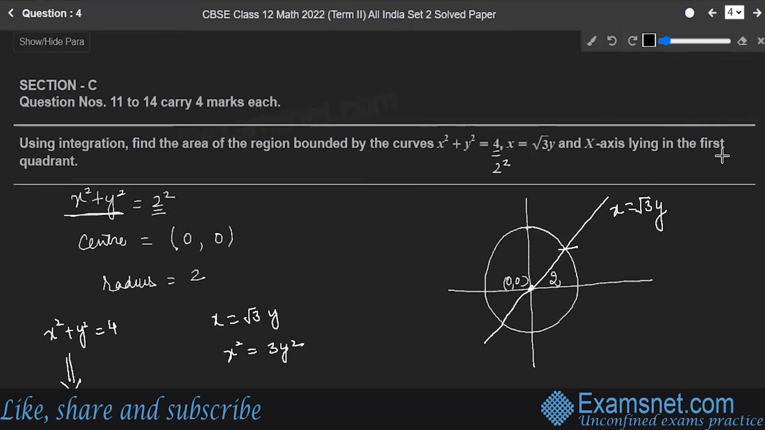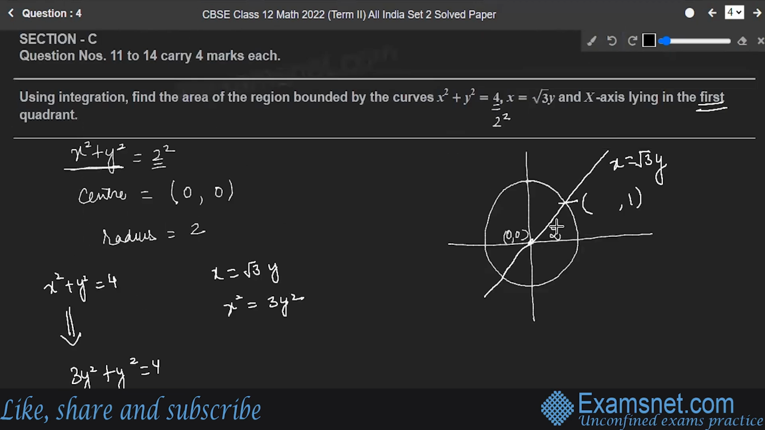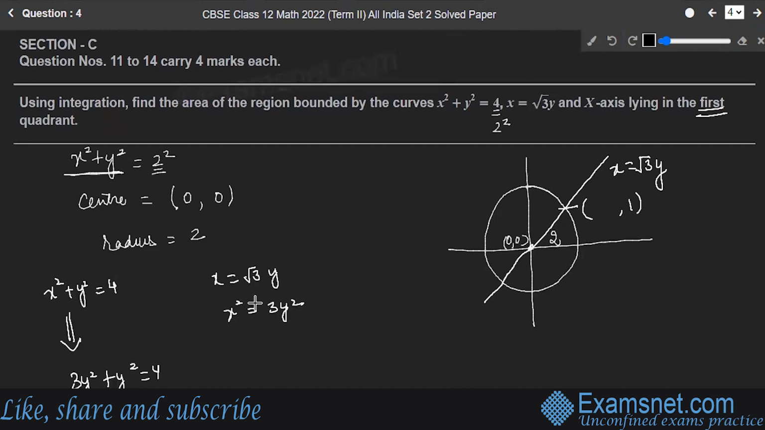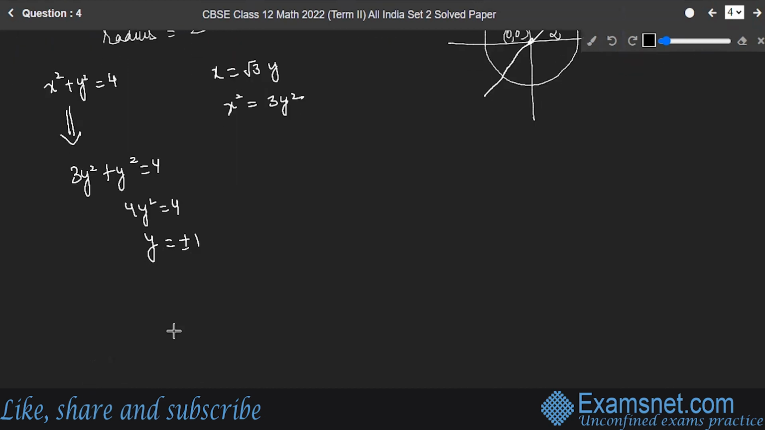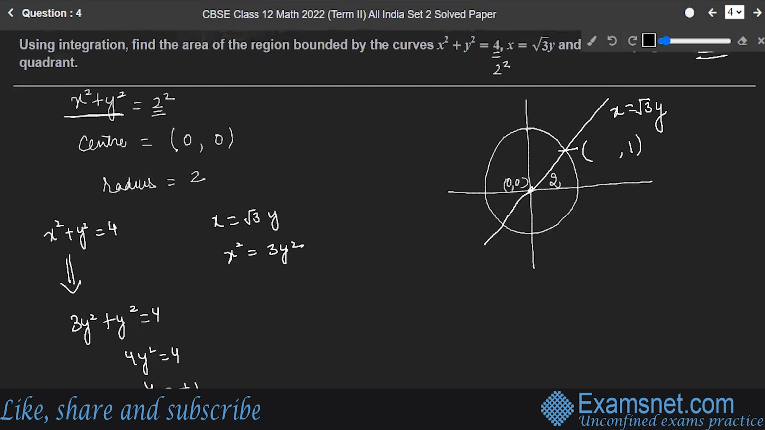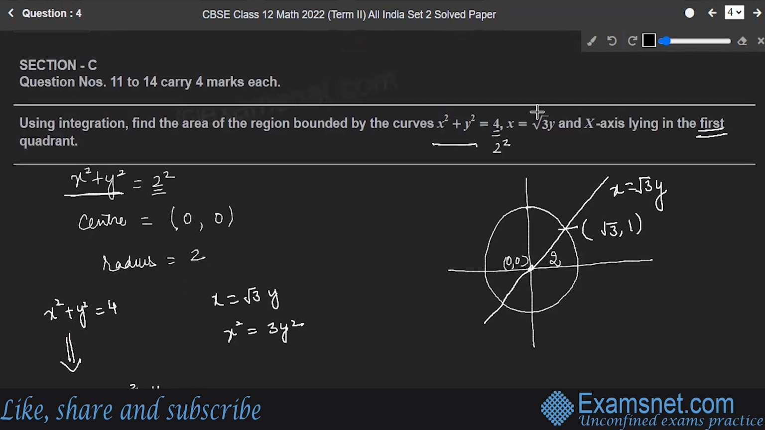Since in the question we have to talk only about the first quadrant, I will take only the positive value of y. If y is equal to 1, then x will be equal to √3. So this is the point of intersection of this curve and this line. Hope you got that.